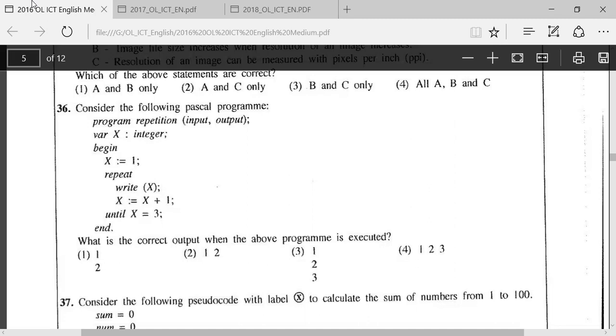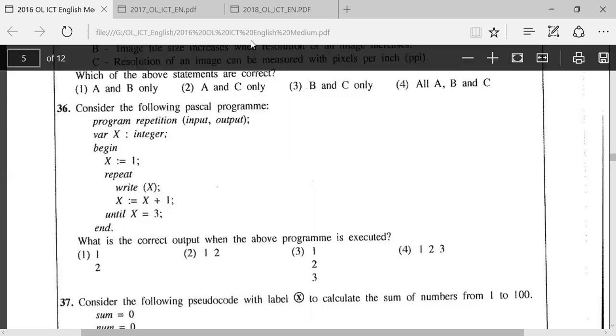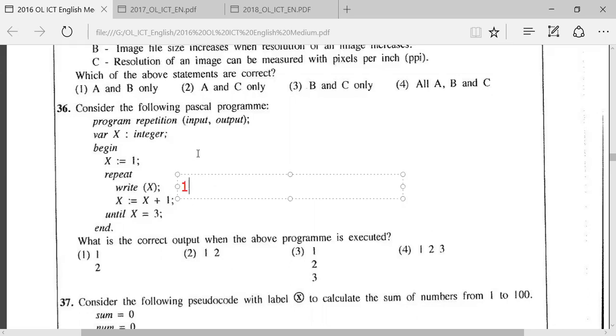So they are asking the output. Initially x is equal to 1, repeat, write x. So immediately there will be output 1. Right? 1 plus 1, which is 2. 2 equals 3? No. So go back here. Write x, 2. 2 plus 1, it is 3.